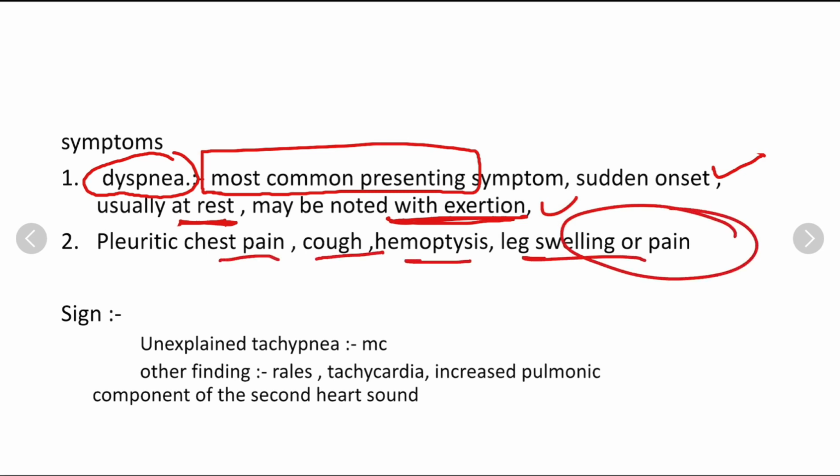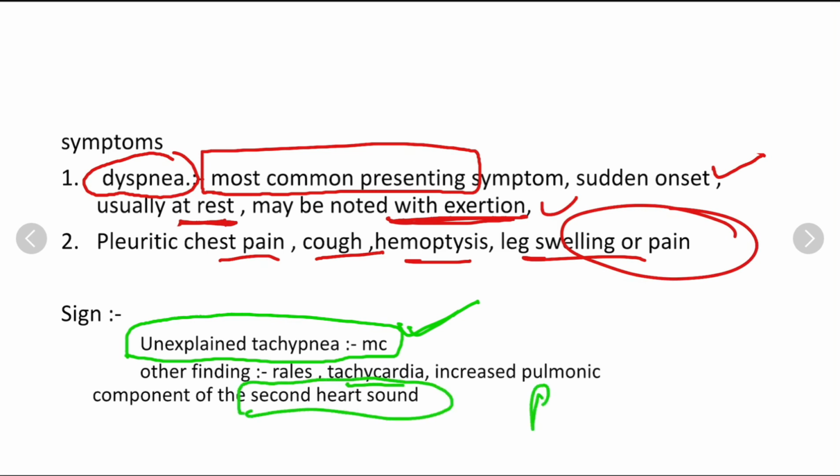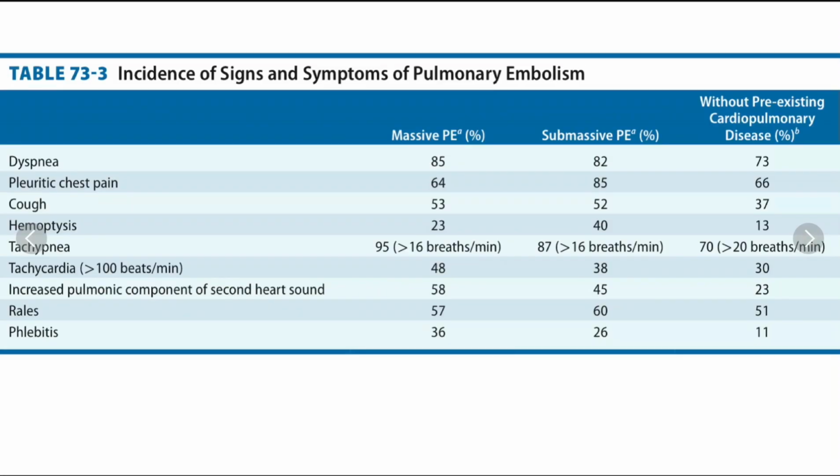Then what will be the signs? Very, very important: unexplained tachypnea will be there. This is the most common sign. Other findings are rales, tachycardia, and an increased pulmonary component of the second heart sound because of involvement of the right ventricle. So these things should be there.